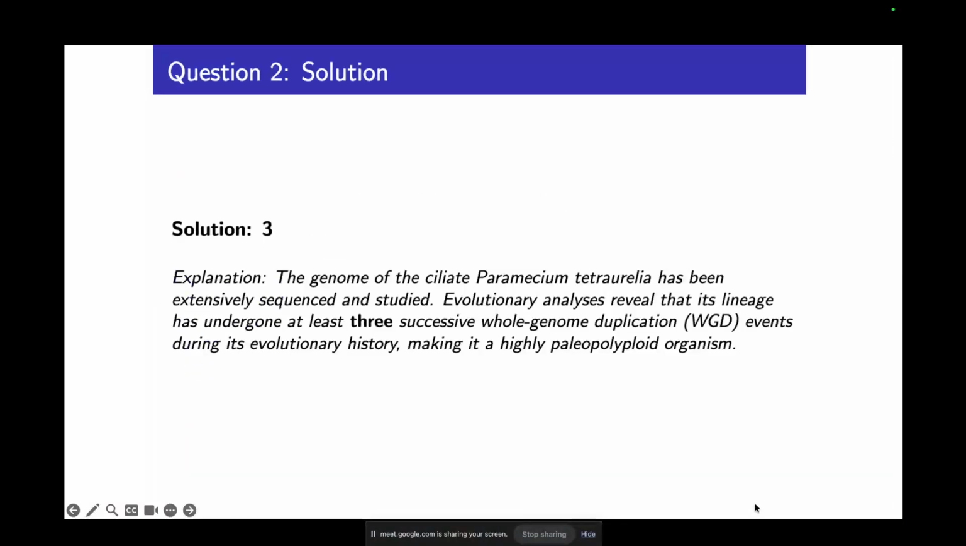C and D. The answer is three. If you don't know, you don't know, but you should know this. It has three successive WGD events. It's a highly polyploid organism. So the answer is three.